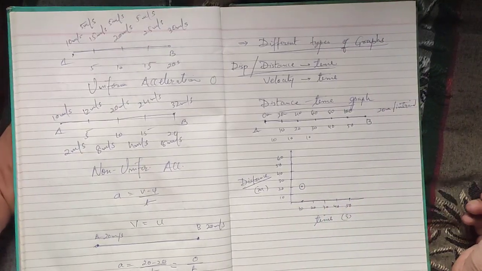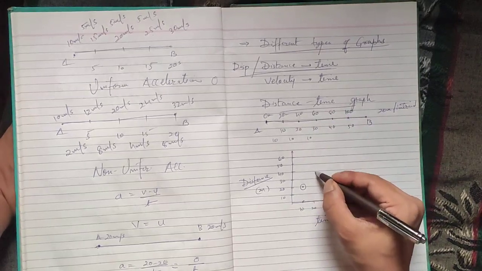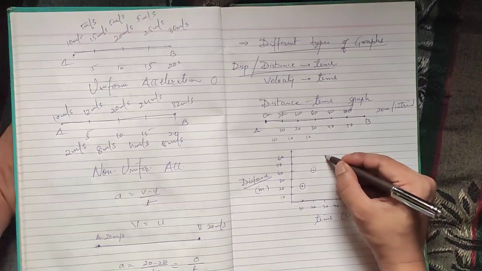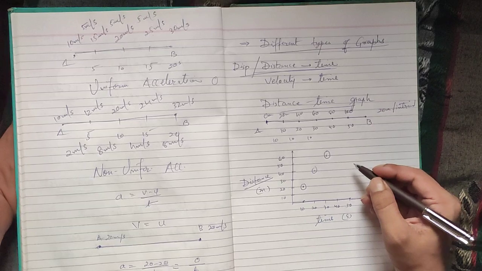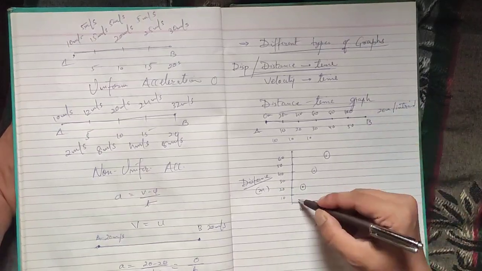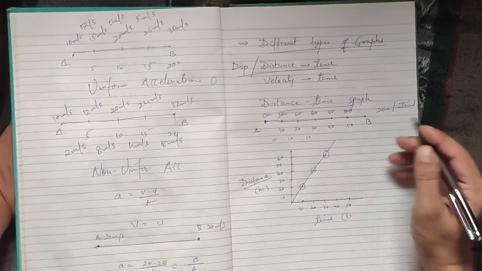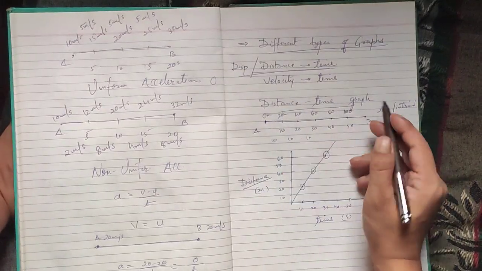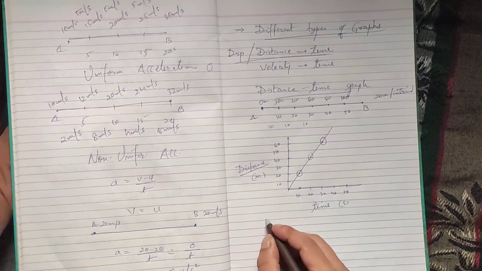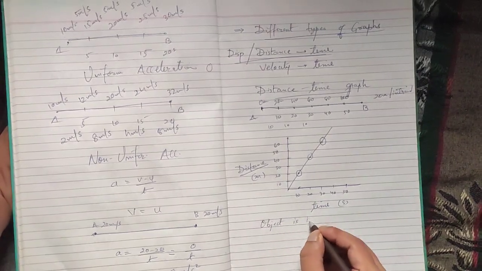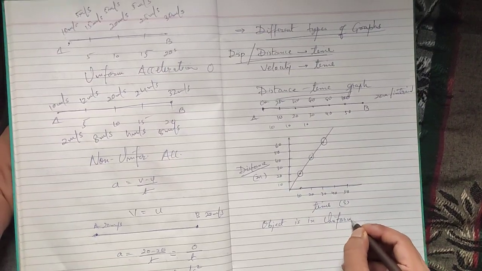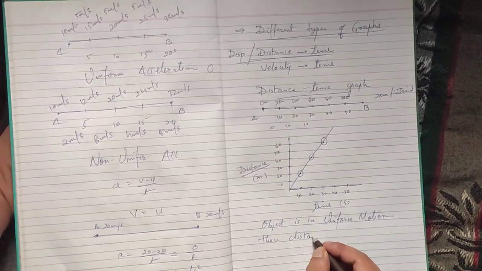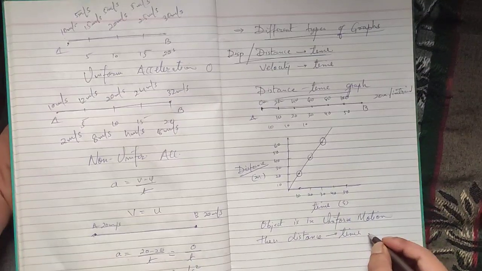This is how you plot a graph. We already know that at 20 seconds, it is covering 40 meters. So over here, we take 20 seconds at 40 meters. At 30 seconds, it is covering 60 meters. From these simple points you can see that if I go further, it will be a straight line. So if the object is in uniform motion, then the distance time graph is a straight line.